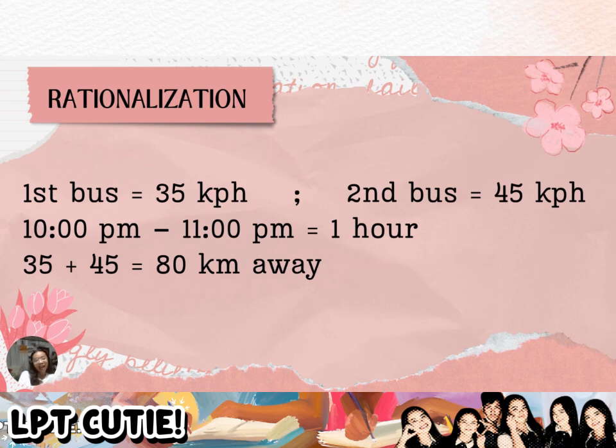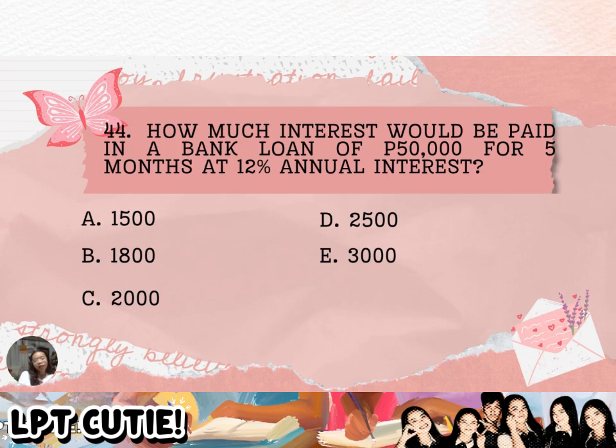Now, number 44. We have here: how much interest would be paid in a bank loan of 50,000 pesos for 5 months at 12% annual interest? So we have here letter A, 1,500, letter B, 1,800, letter C, 2,000, letter D, 2,500, or letter E, 3,000. So how did we get the answer?